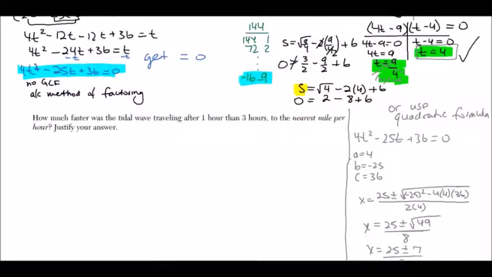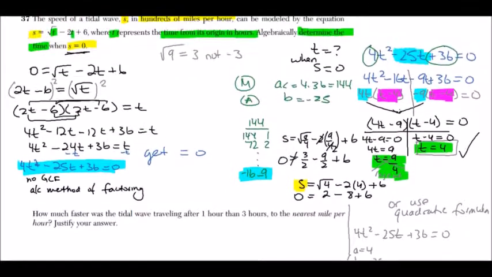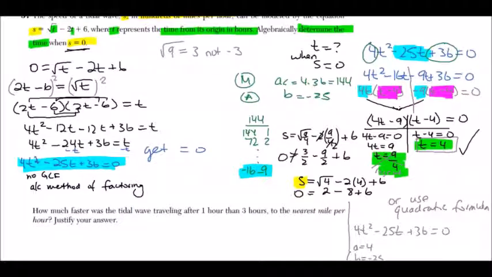Okay, the second question is, how much faster was the tidal wave traveling after 1 hour than 3 hours to the nearest mile per hour? So how much faster would be the difference in the speed. So here we're looking for the speed at t equals 1. And here we're looking for the speed at t equals 3. And how much faster is the difference between the two.